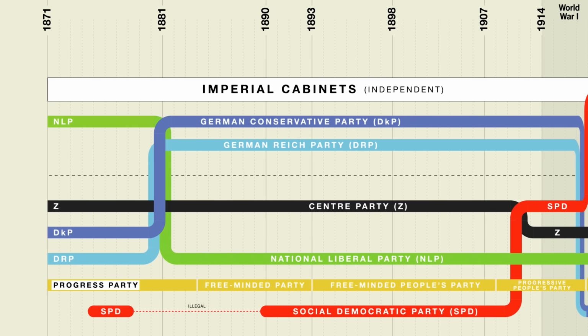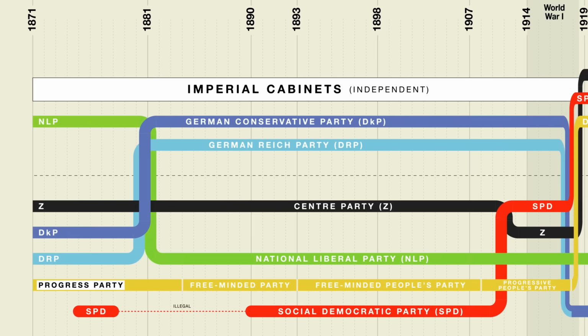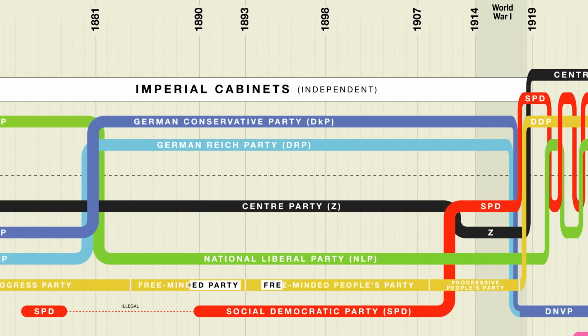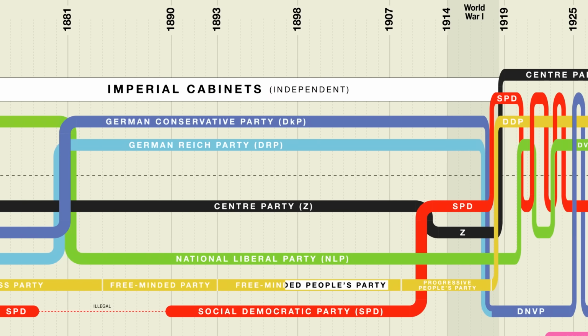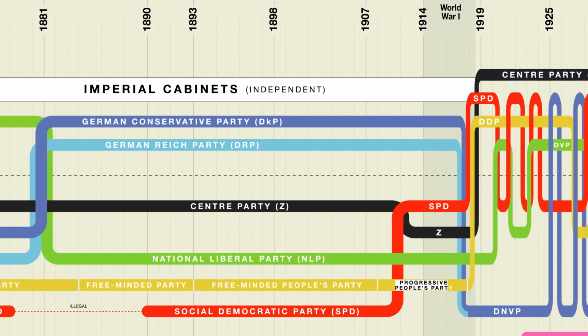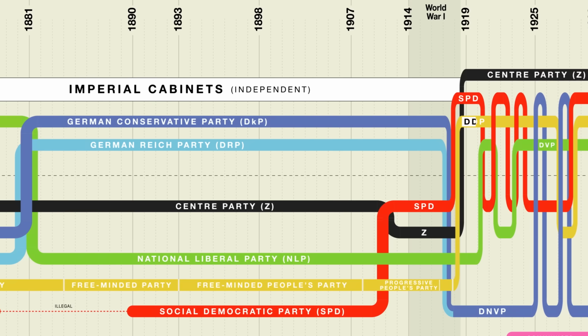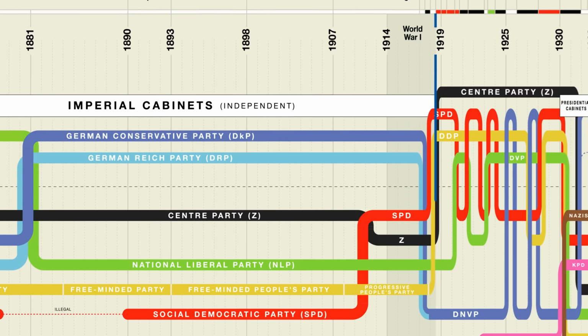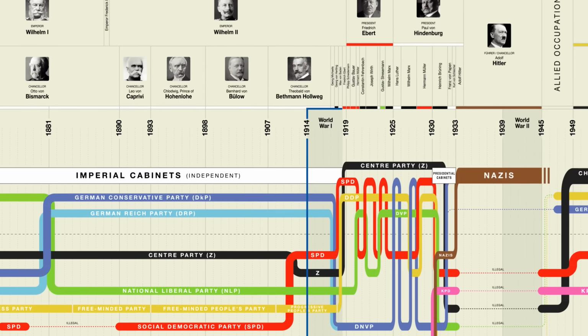In 1884, it merged with a breakoff group from the NLP to form the Free-Minded Party, which eventually became the Free-Minded People's Party, which eventually became the Progressive People's Party, which eventually became the German Democratic Party, or DDP. So yeah, a lot of name changing there. Now, by 1912, it was the SPD that was the most popular party in Germany, but due to how the political system worked, it, like all parties, didn't hold any actual power. But then, of course, World War I broke out, and everything changed.